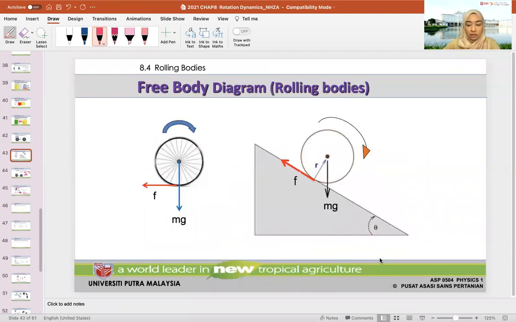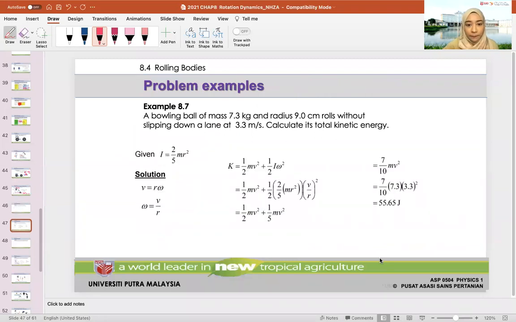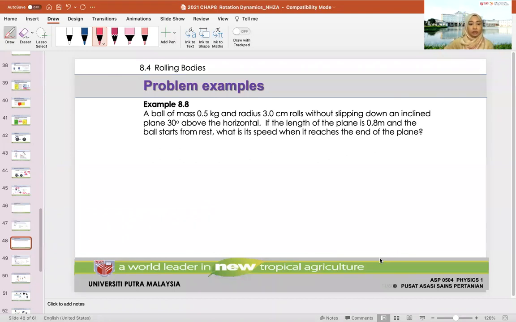And then we talked about rolling bodies, and then we are back to where we started, back to where we ended last time. So we have done this one. We have not done this one yet. Okay, so this is example 8.8. A ball of mass 0.5 kilogram, sorry, and radius 3 centimeter. So m is equal to 0.5 kilogram and your radius is 0.03 meter. This is quite a famous example, I would say. By famous, I mean a typical question in the exam.